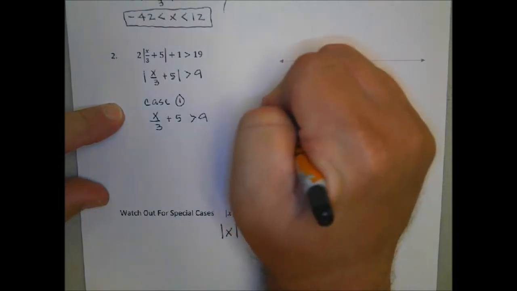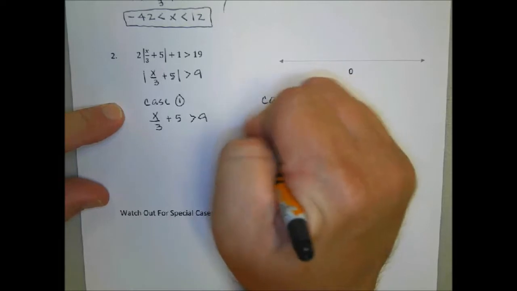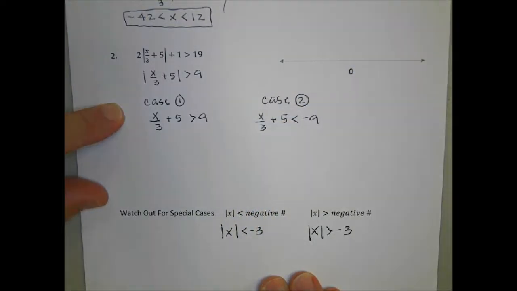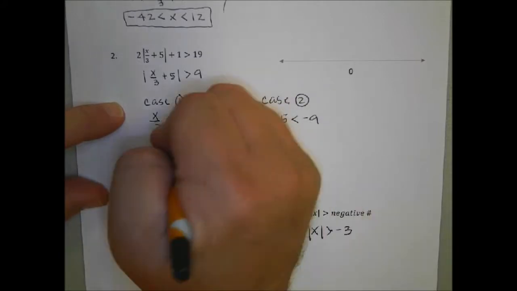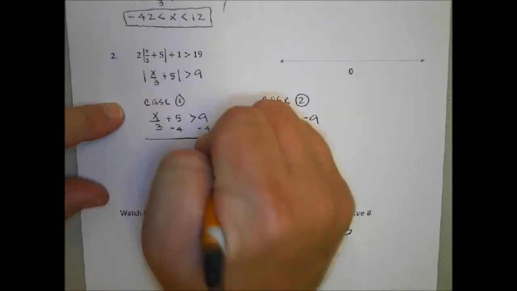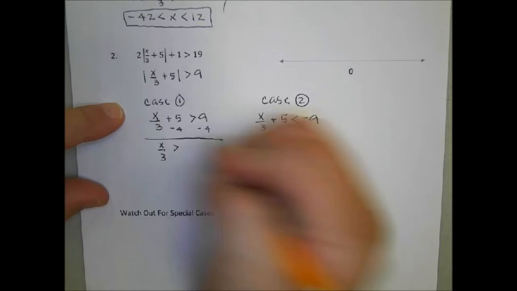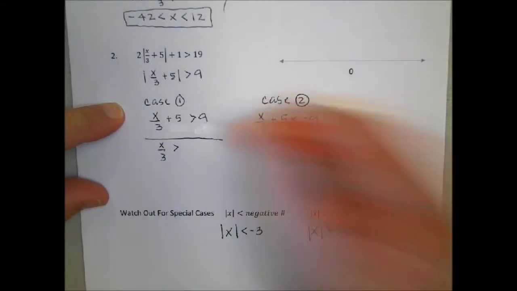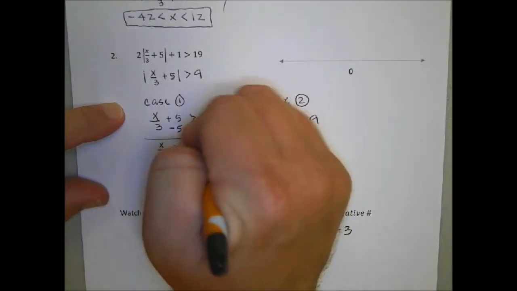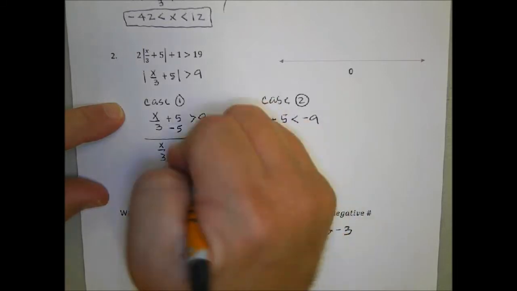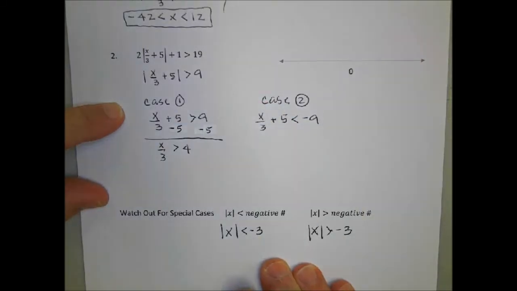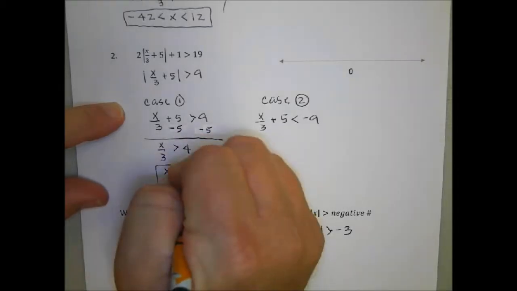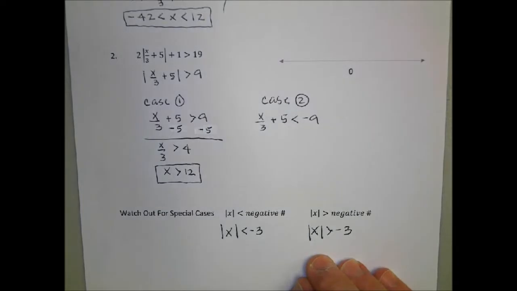Now, case 2 would be x over 3 plus 5 is less than negative 9. Now solve both of these inequalities. Subtract 5, and you'd have x over 3 is greater than 4, and multiply both sides by 3, and you'd have x is greater than 12. That's your case 1 answer, all x's that are greater than 12.